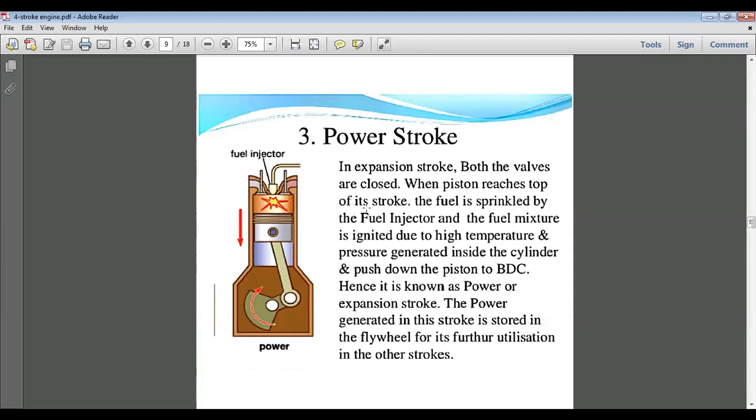When the piston reaches the top of its stroke, the fuel is sprinkled by the fuel injector from the center into the air-fuel mixture. The fuel mixture is ignited due to the high temperature and pressure generated inside the cylinder and pushes down the piston to the BDC. So here again the piston moves from TDC to BDC, and it is also called the power stroke or expansion stroke. The power generated in this stroke is stored in the flywheel for its further utilization in the other strokes.